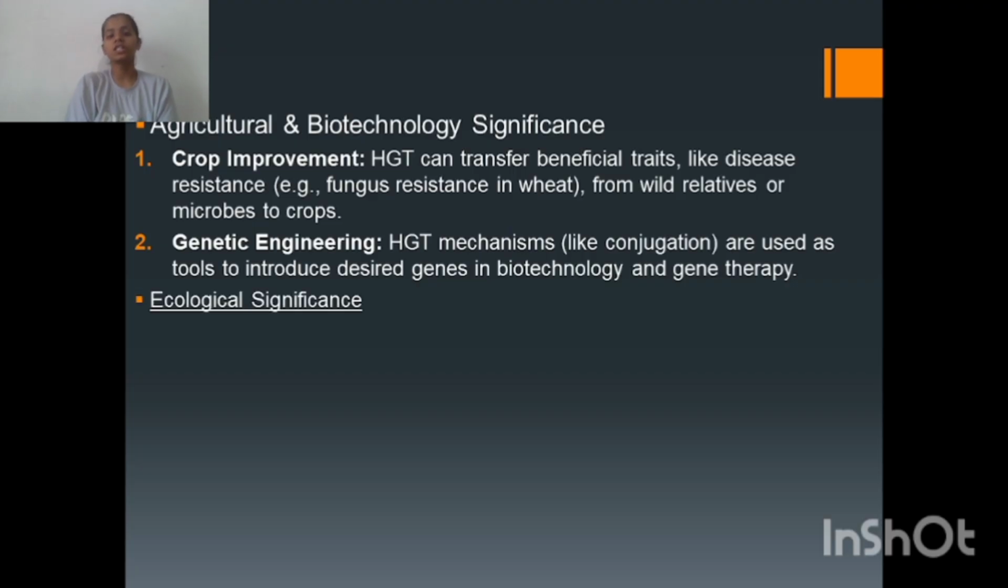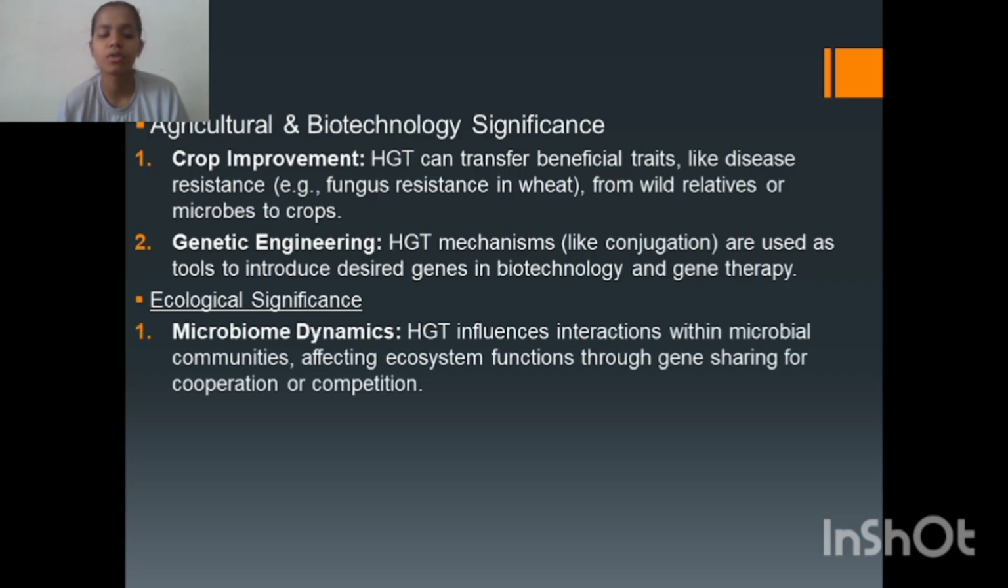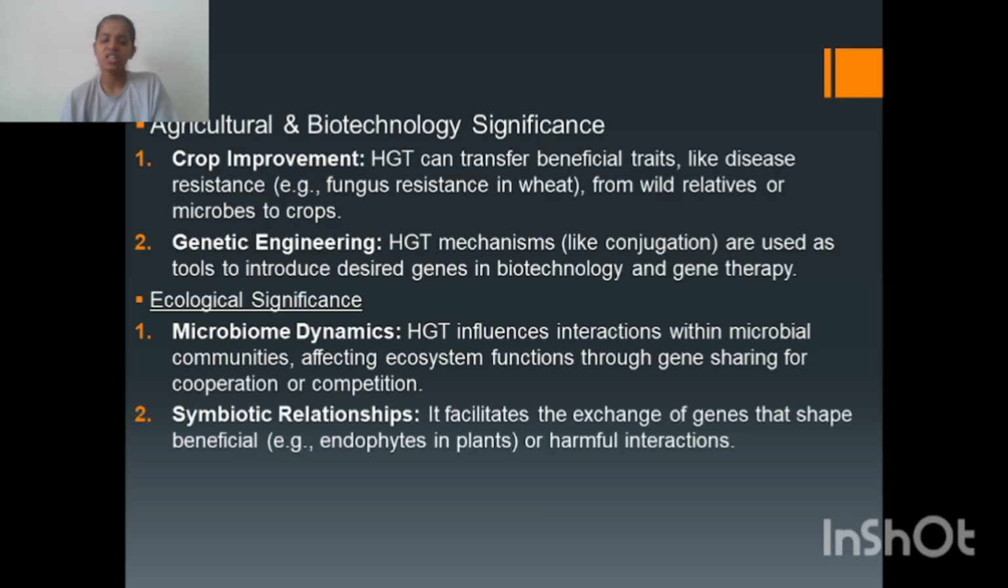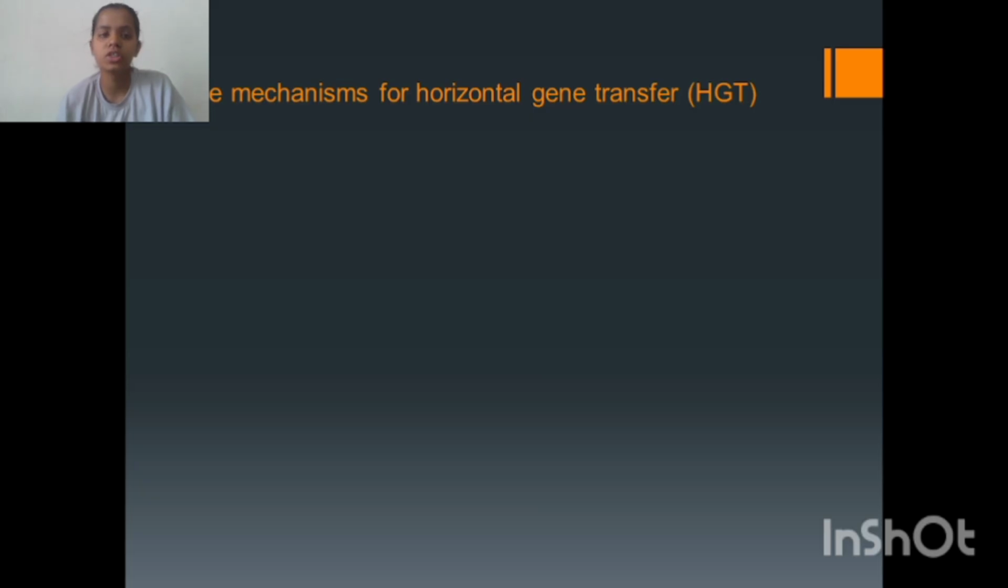Next is ecological significance. In this we have microbiome dynamics, that is, HGT influences interactions within microbial communities, affecting ecosystem function through gene sharing, cooperation or competition. Next we have symbiotic relationships, which is, it facilitates the exchange of genes that shape beneficial or harmful interactions. So this was the significance of horizontal gene transfer.